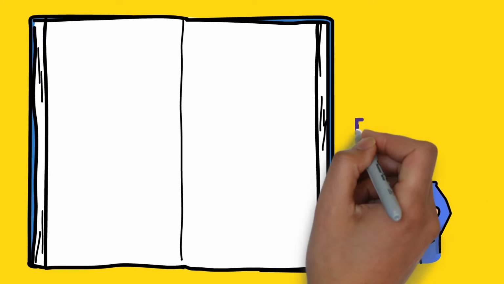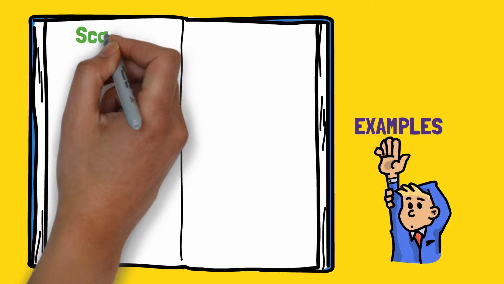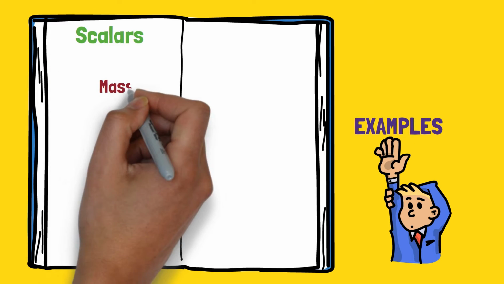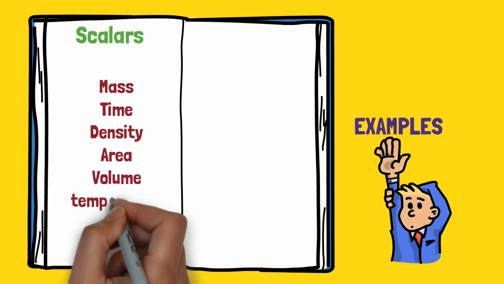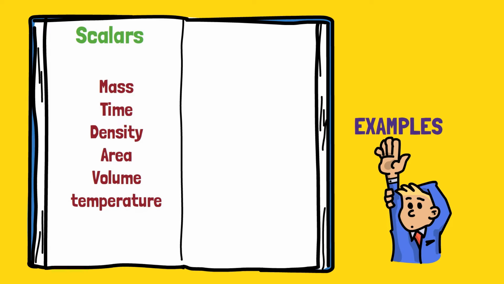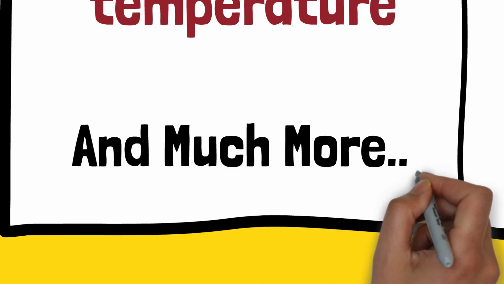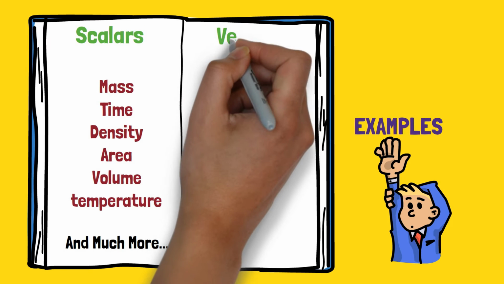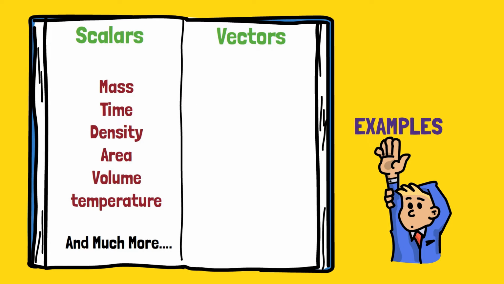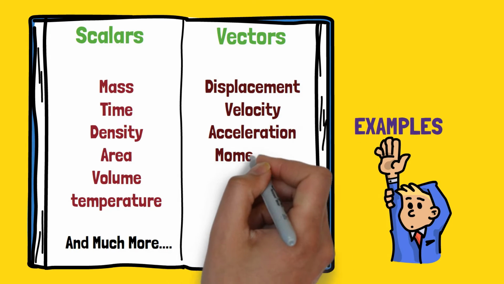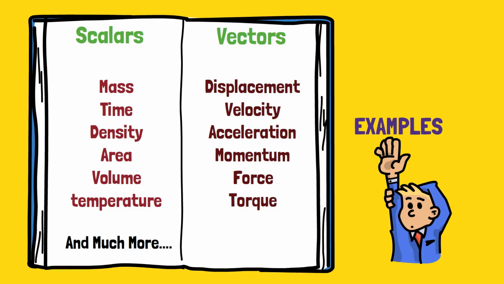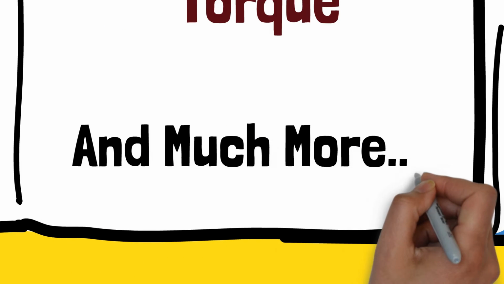Let us give some examples of both scalar and vector quantities. Examples of scalar quantities are mass, time, density, area, volume, temperature. All these quantities do not require any direction to completely define. Whereas examples of vector quantities are displacement, velocity, acceleration, force, torque. All these quantities require direction to completely define.